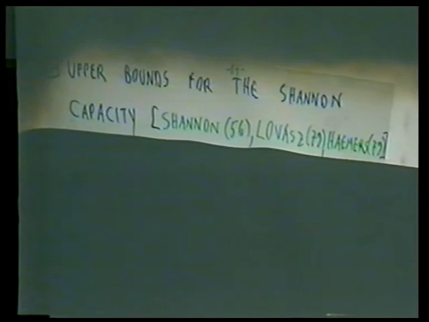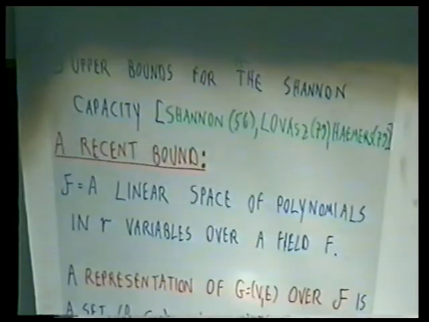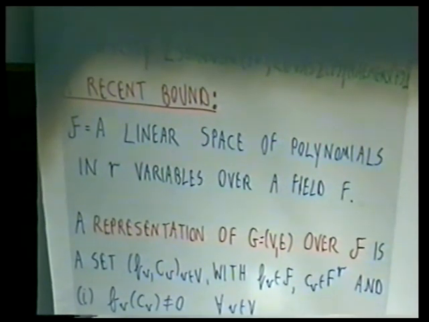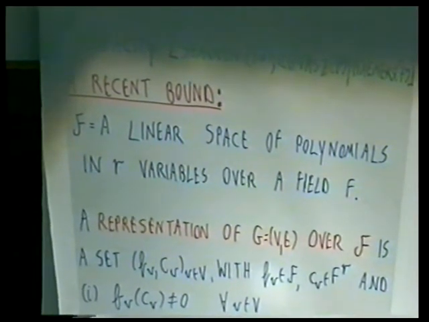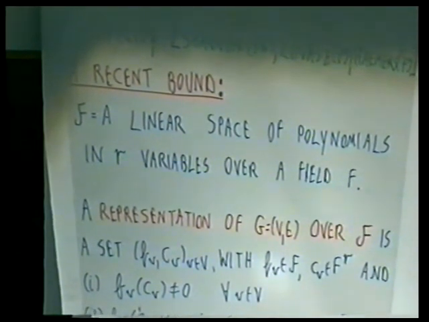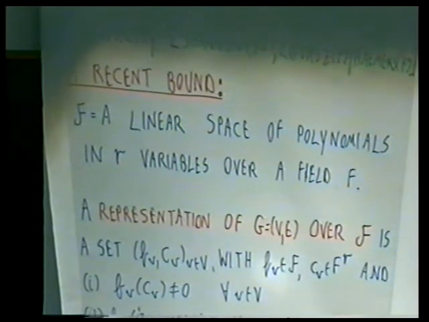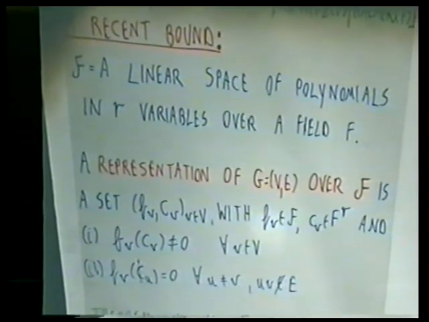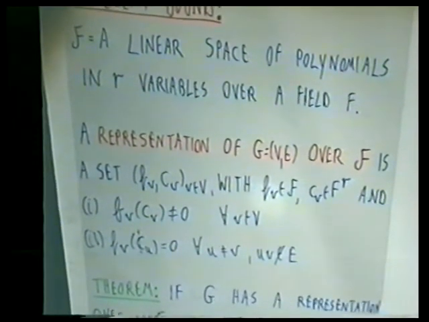Then there are some other bounds of Haemers. And I want to tell you yet another bound, and that would be my example of using this dimension argument. So here is another bound. You call a representation of a graph over, so you take some linear space of polynomials over a field. It doesn't have to be all polynomials, so it can be all polynomials of degree at most something, called multilinear polynomials, over a field of characteristic 5, whatever you choose.